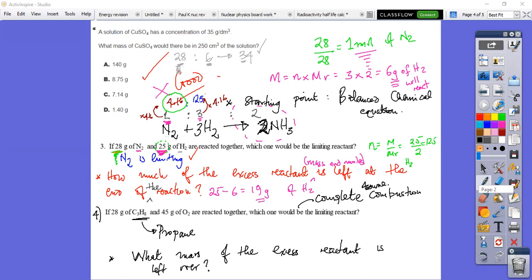Is the product of complete combustion carbon dioxide and water? Always, okay? So remember that for complete combustion, it's always carbon dioxide and water. Very good.